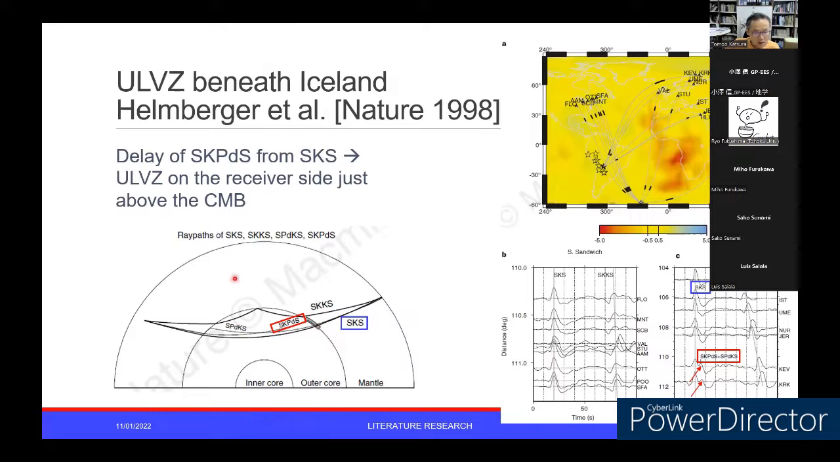This is a cross-sectional schematic drawing of the Earth, and these curves show the ray paths of the seismic wave. And this one is S wave propagating in the mantle, converted to P wave in the outer core, and converted to S wave on the core mantle boundary again, and propagating in the mantle, and observed by an observatory here. This phase is referred to as SKS. K represents a compressional wave in the outer core.